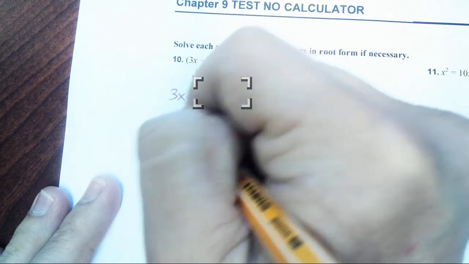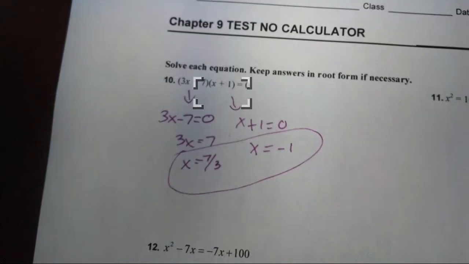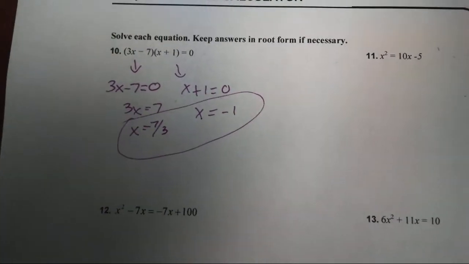So we just solve. We're going to add 7 to both sides, divide by 3. Now on the other one, we're just going to subtract 1 from both sides. And so we get 7/3 and -1 as our final answers.